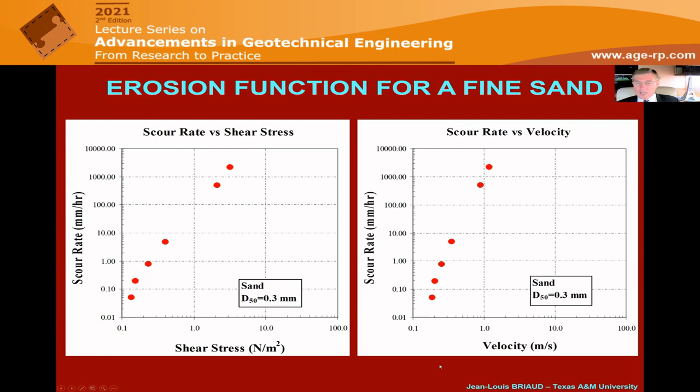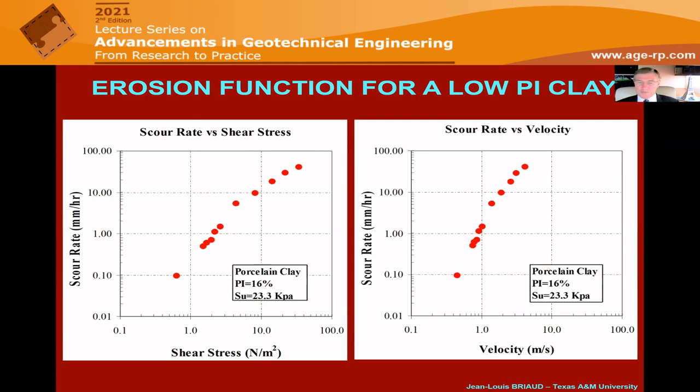If I now show you what the second clay was doing, the porcelain clay, the man-made clay, not the one from the bridge, and I show you again scour rate as a function of velocity. If I go back to the same 1 meter per second, you see the clay is only eroding 1 millimeter per hour. The sand for the same velocity was at 1,000 millimeters per hour. The clay is at 1 millimeter per hour. Huge difference. So erosion or erodibility is significantly dependent upon the soil type.